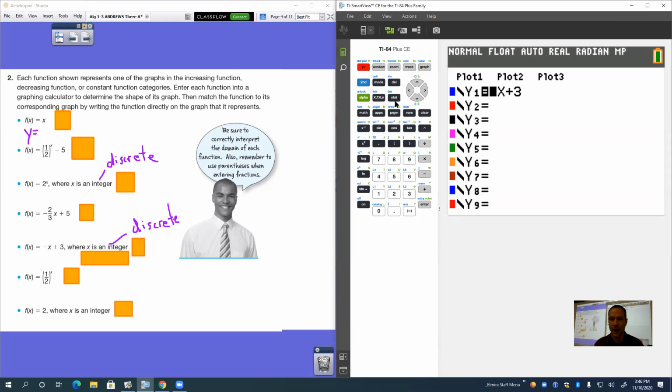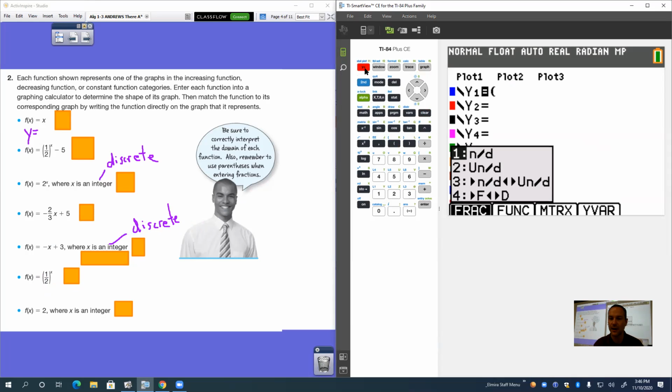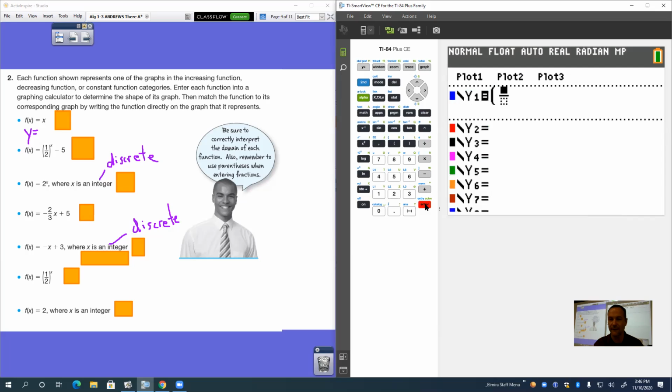For the next one, go back to y equals, clear out what's there. We have parentheses, 1/2. So again, you could use 0.5. You could do 1 divided by 2. I like using the alpha and y equals button, n over d, which is that first one. So we have 1 over 2. You have to use the arrow pad to get down and then the arrow pad to get off. Close your parentheses. We have to the x power, so caret button x. And now hit graph.